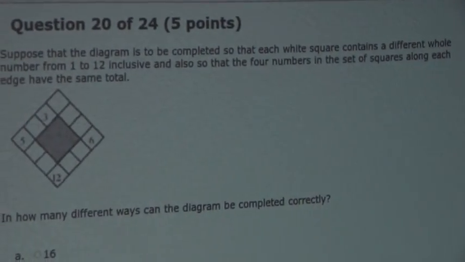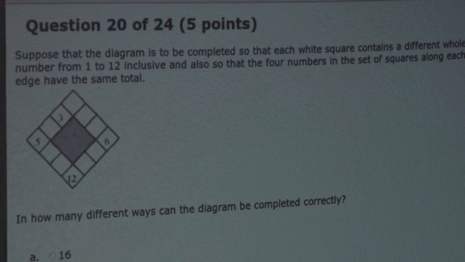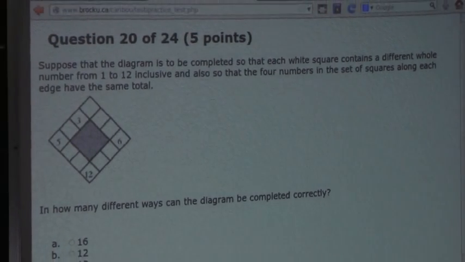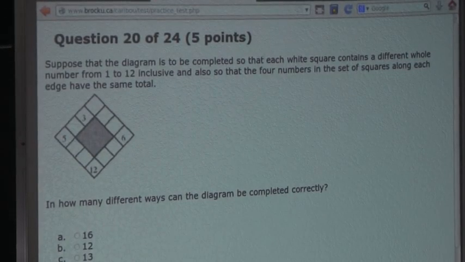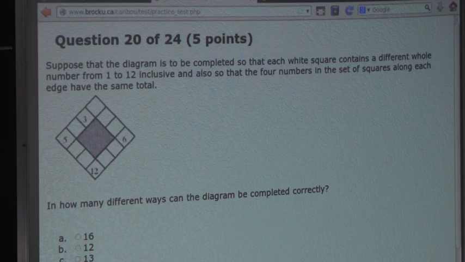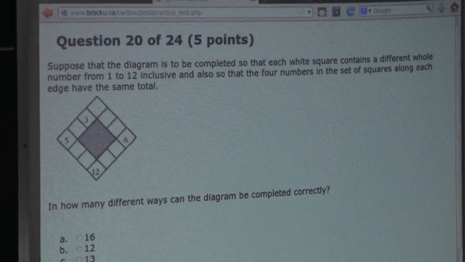So the question is, suppose that the diagram is to be completed so that each white square contains a different whole number from 1 to 12 inclusive, and also so that the four numbers in the set of squares along each edge have the same total. In how many different ways can a diagram be completed correctly?